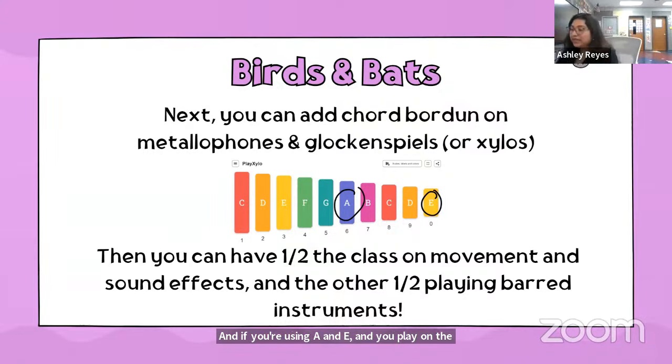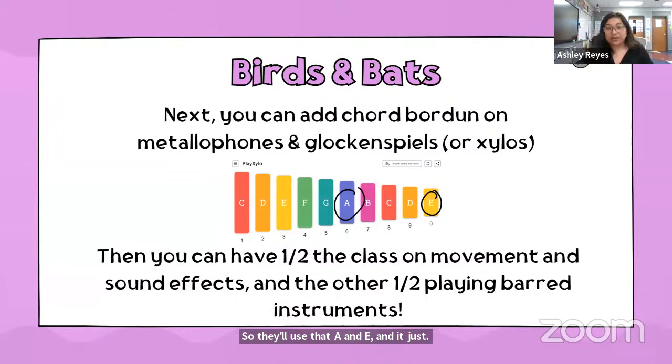So I do have one here with me at the moment, and I think you're able to hear it. So for example, if I use the A and the E, it'll sound like this. And then I'll have the kids sing, birds and bats fly through the sky, through the sky, through the sky. Birds and bats fly through the sky on this October night. So they'll use that A and the E, and it just really fills the room with that spooky feeling.